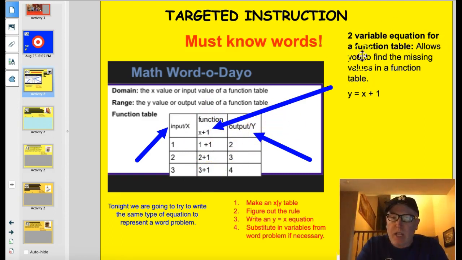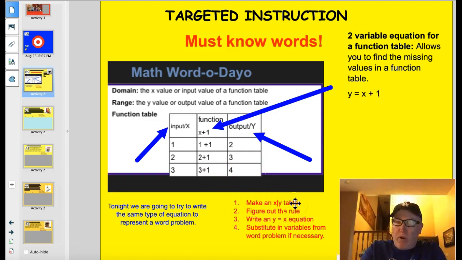All right, so that's what we did last time. We took a function table like this, and we wrote a two-variable equation. We're going from 1 to 2, 2 to 3, 3 to 4. So whatever the y is, we're just taking x and adding 1. So we're going to do the same thing tonight, but we're going to do it for word problems.